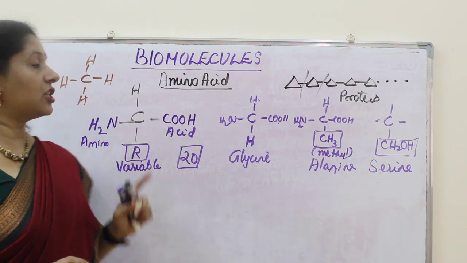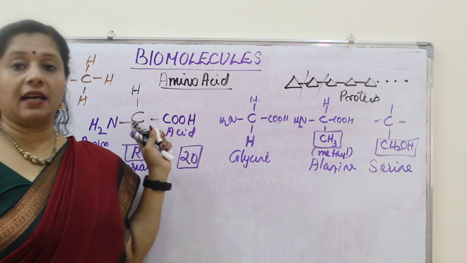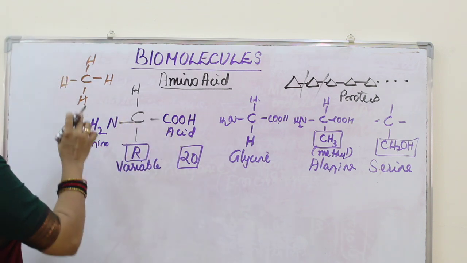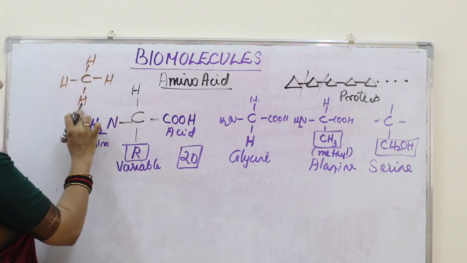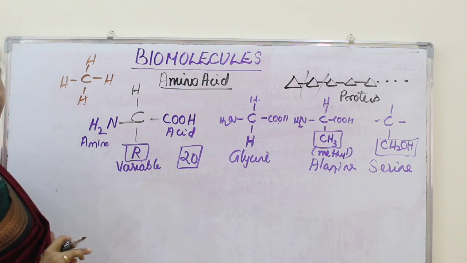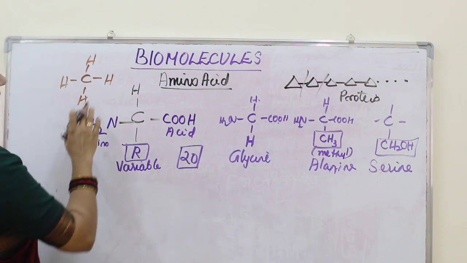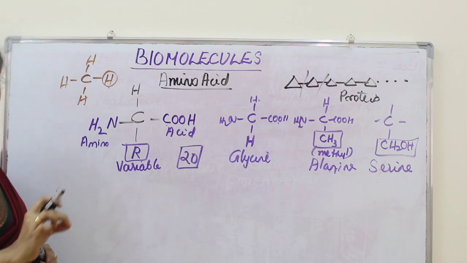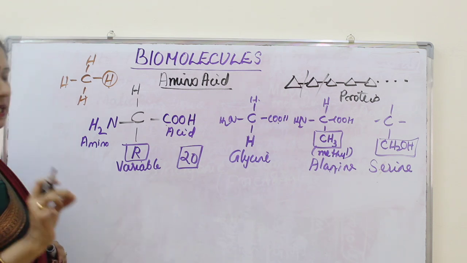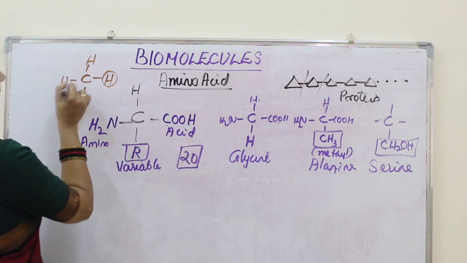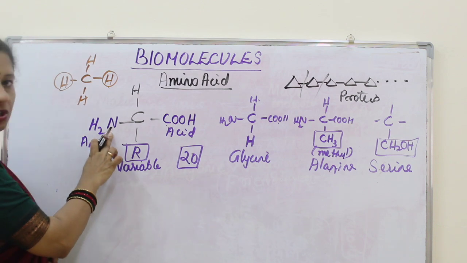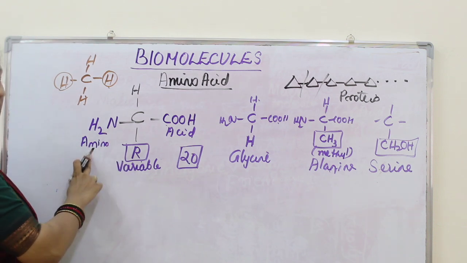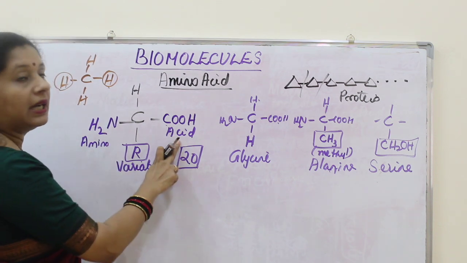You have learned the structure of methane last year in the carbon compounds chapter. So here 4 hydrogens are satisfying the 4 valencies of carbon. If you substitute one hydrogen with an acid group, which is the functional group of carboxylic acid, COOH, and another hydrogen is substituted by an NH2 group. NH2 group is the amino group. So that's why this got the name amino acid.